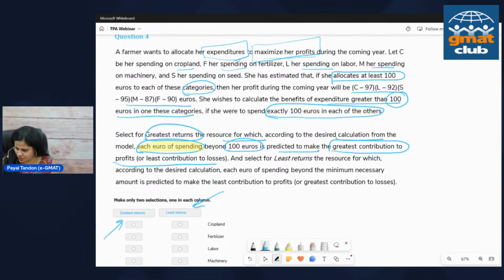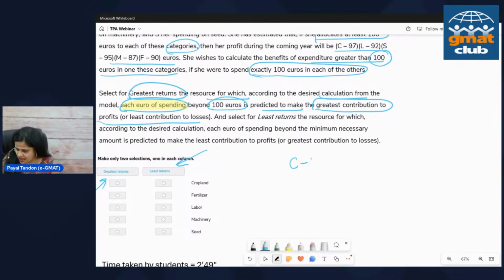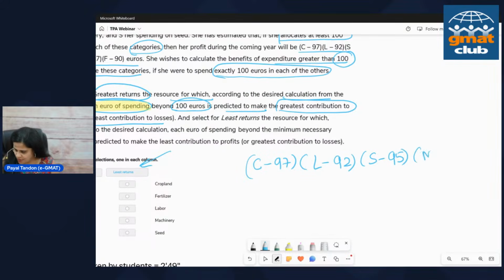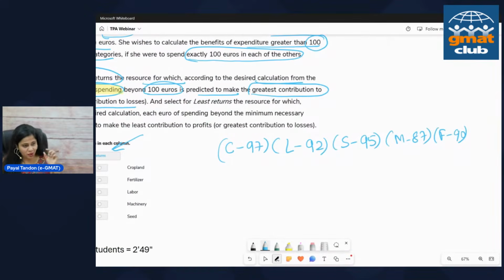So here again, what you have to do is first understand what this expression is, right? This expression is C minus 97, L minus 92, S minus 95, pretty big expression, M minus 87, and then F minus 90. I'm going to write this down. This is the expression that you have to maximize by changing one of these numbers beyond 100. For each euro of spending, we'll make one of these 101, and the remaining we'll just keep as 100.